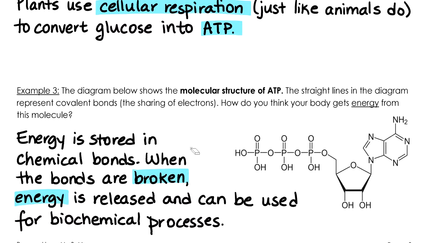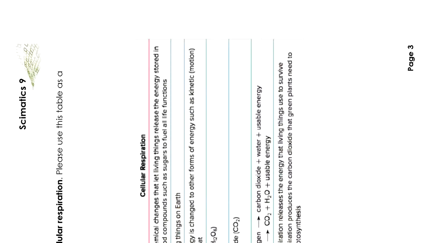In fact, the energy is released in specific subsets when the bond between the rest of the molecule and the terminal phosphate here is broken. This section of the molecule breaks off and the energy is released, which is used for all the biochemical processes in your body. On the third page of your notes, I included a summary table that compares and contrasts photosynthesis and cellular respiration, just in case you need a mind map guiding you through the similarities and differences between these two processes.